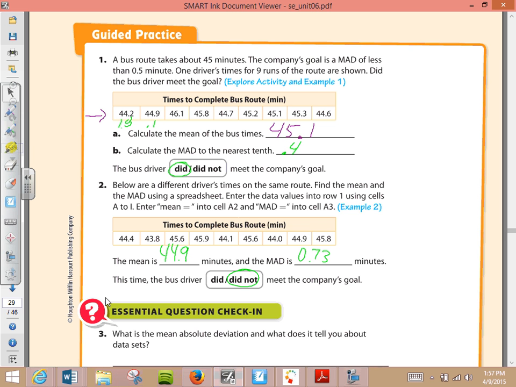All right. What does the absolute deviation mean, and what does it tell you about the data? Well, actually, just explain that.